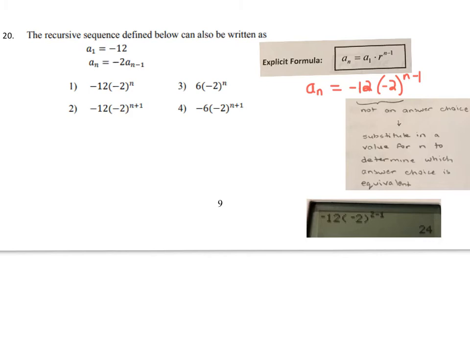Now, just in case more than one of them works, you have to check all 4. Because if you get more than one answer choice to work, you have to substitute in a different number for n and see which one of the two choices you can eliminate.